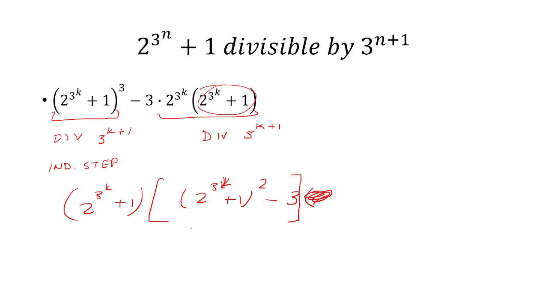So I should have factored it further and shown that this is divisible by 3 to the k plus 1 by the inductive step. So therefore, this whole thing is divisible by 3 to the k plus 2, because that's when n equals k plus 1. And so this would complete the proof.